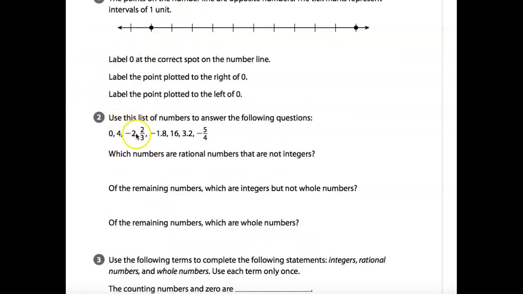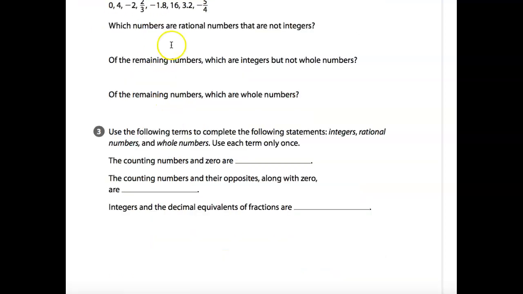All right, and so of the remaining numbers, which are whole numbers? All right, 0 would be a whole number. And 4 would be a whole number. And 16 would be a whole number. All right, let's look at some of these terms here so that we can understand these a little better.